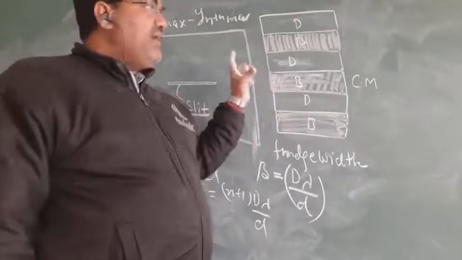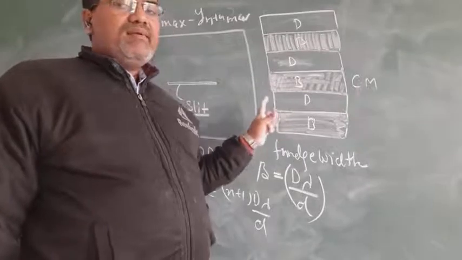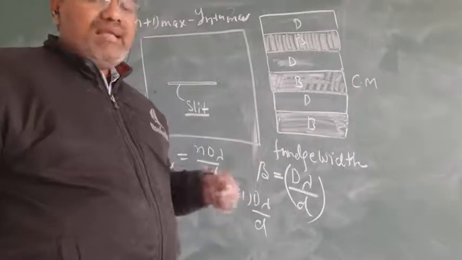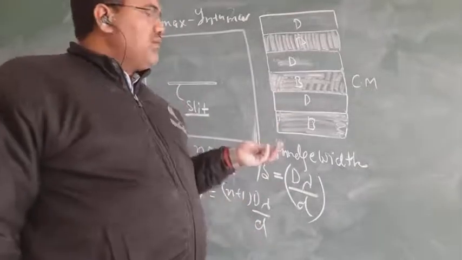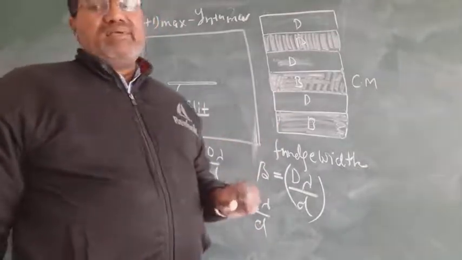Okay, in YDSE, Young's double slit experiment, the fringe width is the same, but in a diffraction pattern, the width of the fringes will decrease.